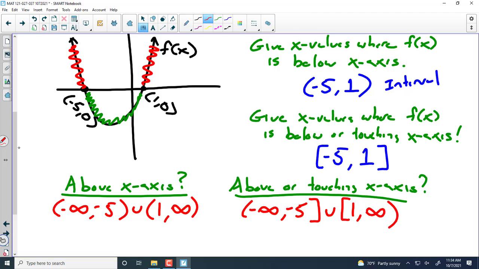That is the core concept of this section of 3.6. Now I'm not going to tell you the problems are going to get more difficult, but these are the questions we need to understand how to answer. Above, below, above or touching, below or touching. So it's just the x-axis, isn't it? Yeah, we're not talking about when we're to the right or left of the y-axis, just when we're above or below the x-axis.